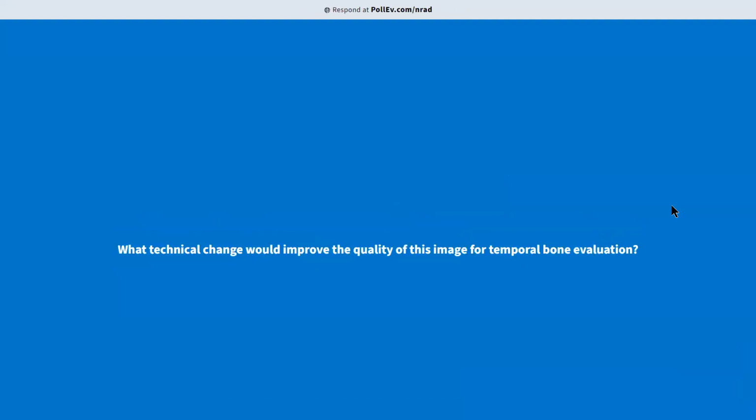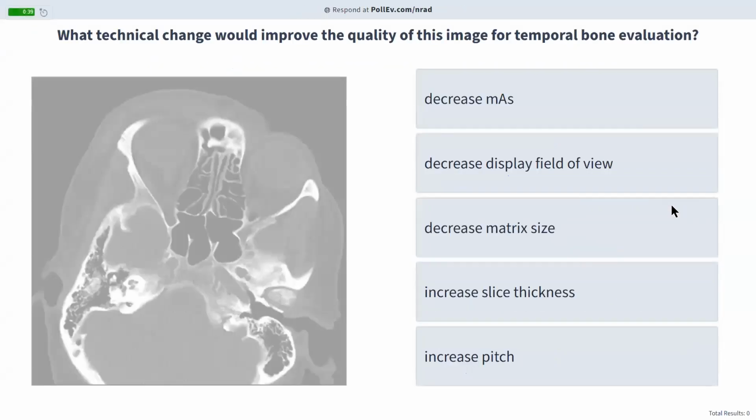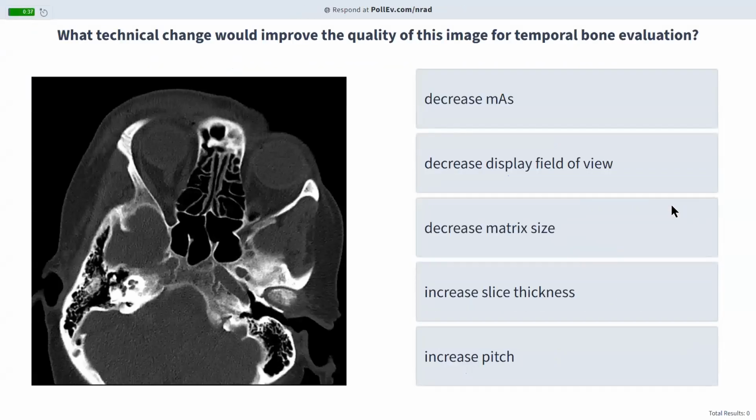All right, Astro in the lead, pulling ahead. What technical change would improve the quality of this image for temporal bone evaluation? So this is a face CT, and say I wanted to do either a redo or a reconstruction of the same acquisition in order to better look at things in the temporal bone.